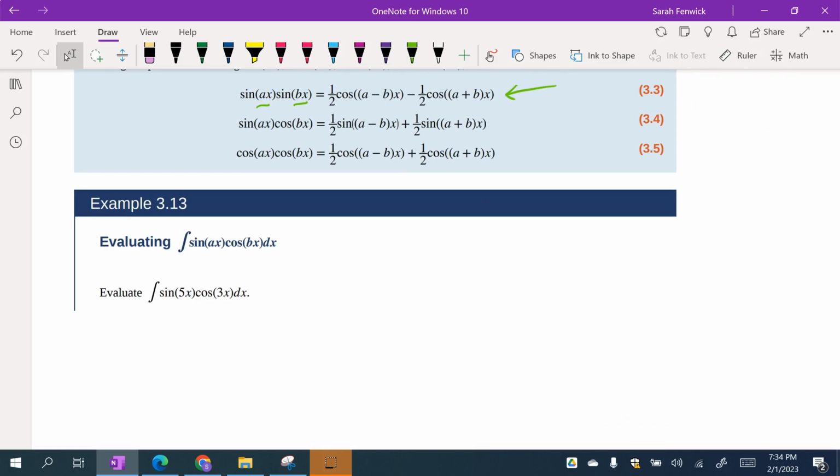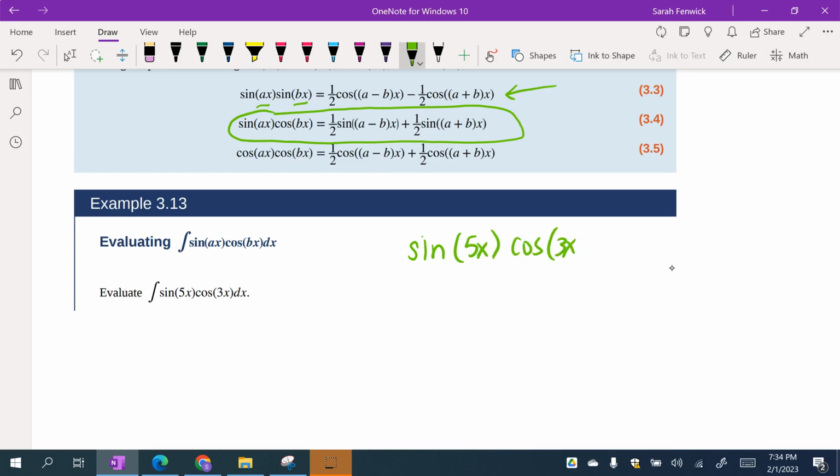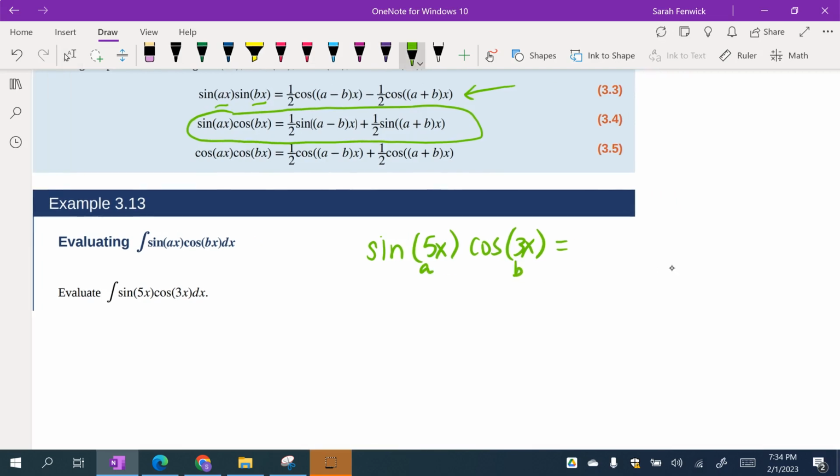I have the integral of sine of 5x times cosine 3x dx. That would be this formula. So if I have sine of 5x cosine of 3x, that means a is 5 and b is 3. So we're going to do 1/2 sine of a minus b, which is 2x, plus 1/2 sine of a plus b, which is 8x.